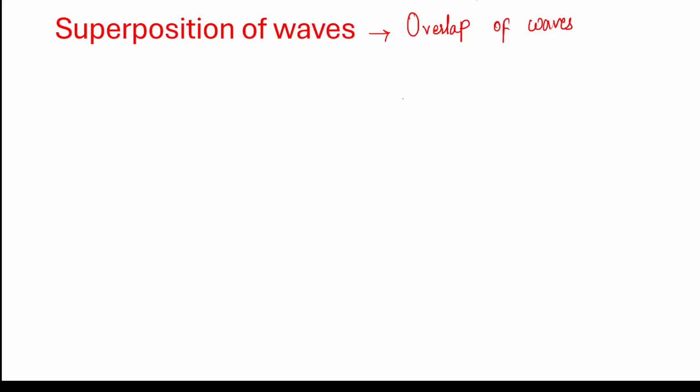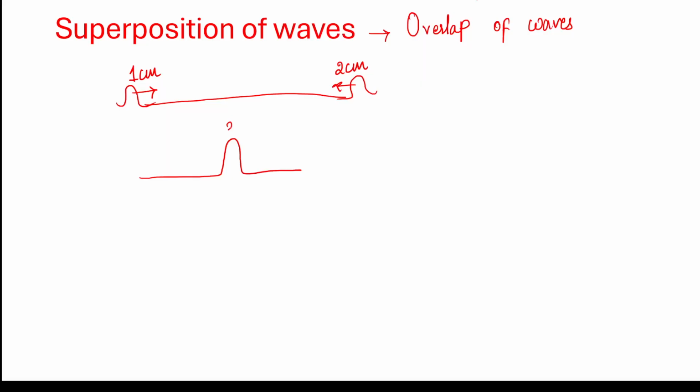But it is so different from when two or more particles meet each other. Let's see what I'm trying to say here. Suppose there's a string, and from one end one friend produces a pulse and at the other end another friend is producing a pulse. This one is giving, let's say, 2 centimeter amplitude, and this one is giving 1 centimeter amplitude. Now they travel towards each other, and when they meet, the total displacement of the pulse would be 3 centimeters.